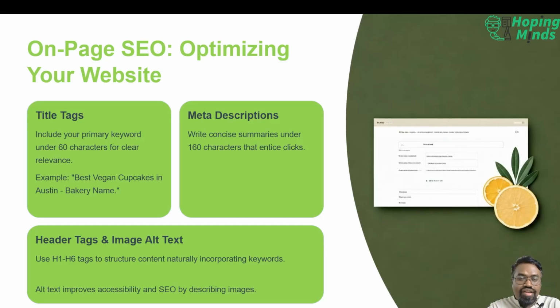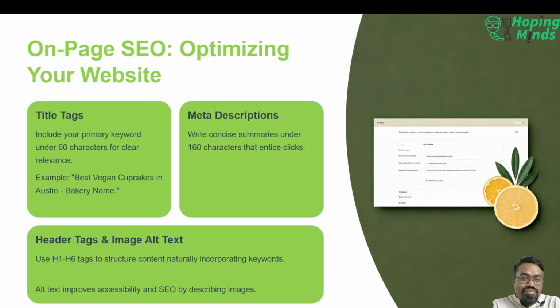So let's say what is on-page SEO. On-page SEO is nothing but doing certain things using the content specifically on a particular website. Now, for doing on-page SEO, title tags are very, very important. I'll show you what title tags are after this; let me finish it first. Title tags include your primary keywords under 60 characters for clear relevance. For example, if I am looking for best vegan cupcakes, or let's say I know the bakery name, I'll just put the bakery name, right? So these are known as title tags, or you can say the links. When we search anything on Google, it gives us links. Those links in blue color are nothing but the title tags.